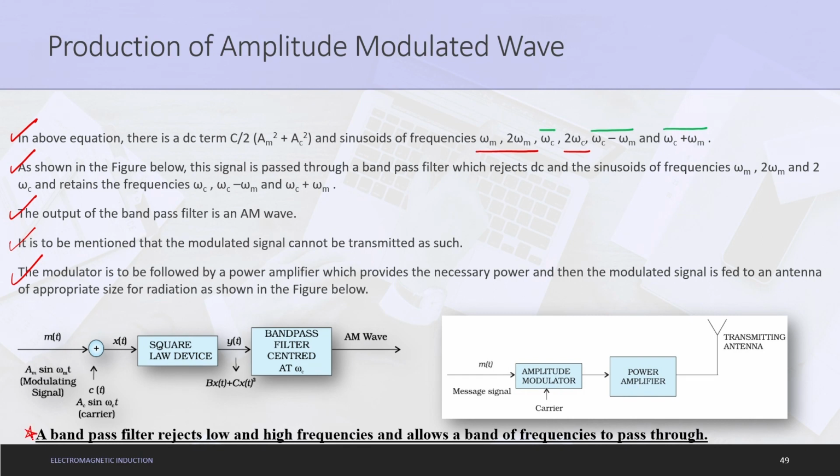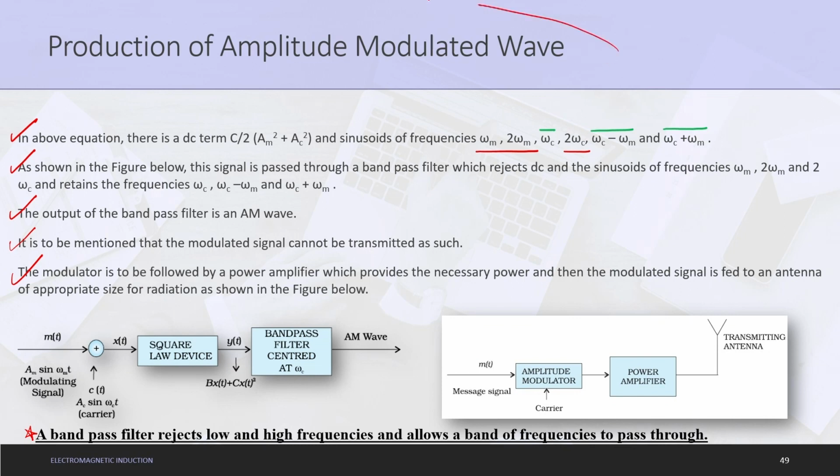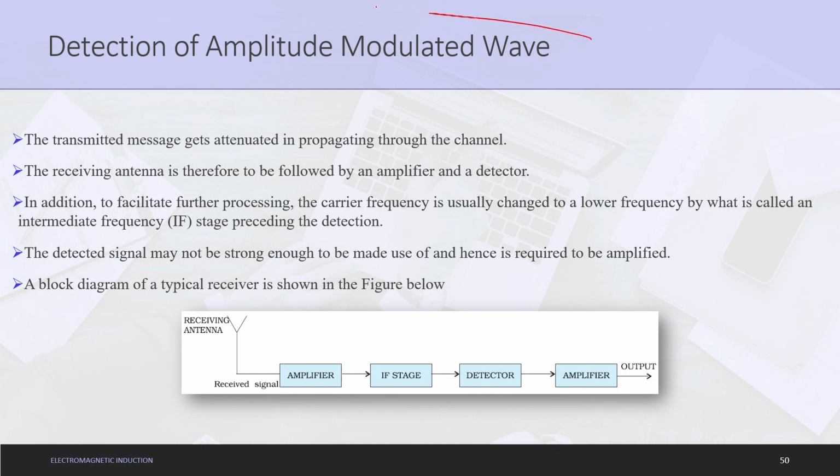Let us move on. The next point is what will happen in the receiving antenna. This concept was about the production of the amplitude modulated wave. Now, we will understand the concept of detection of amplitude modulated wave. In the detection of the amplitude modulated wave, the transmitted message gets attenuated in propagating through the channel, quite clear. When it passes from point A to point B, there will be leakages, and hence the signal's strength will get reduced. The physics term for the decrease in strength is known as attenuation.